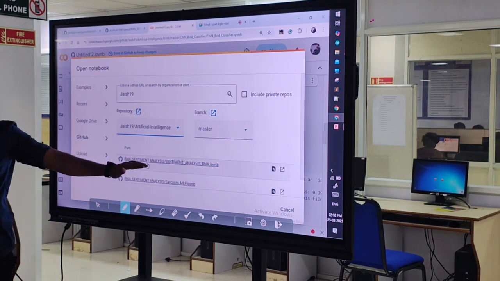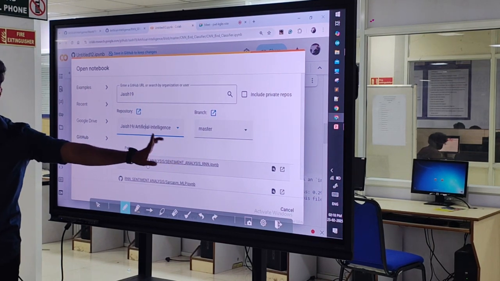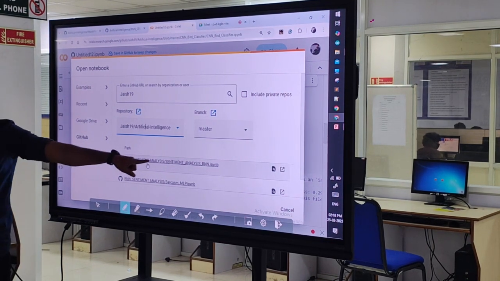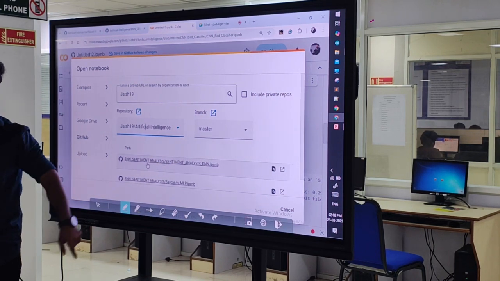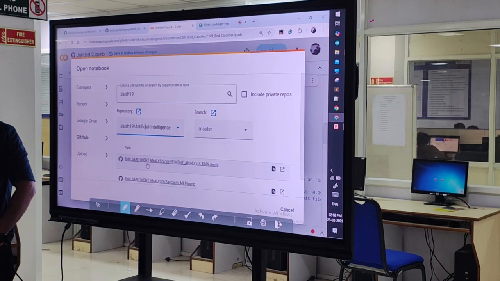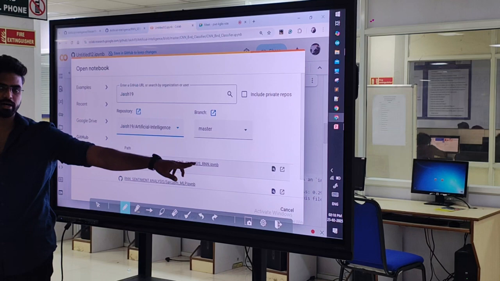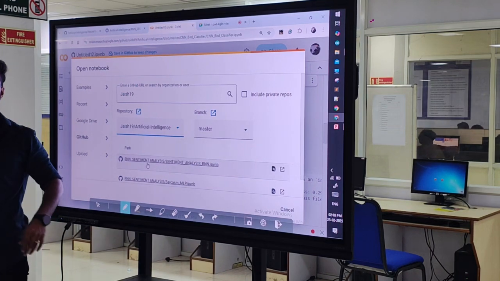This is the source code, sentiment analysis RNN. The naming is actually the same for the folder name as well as the file name, so it confuses.